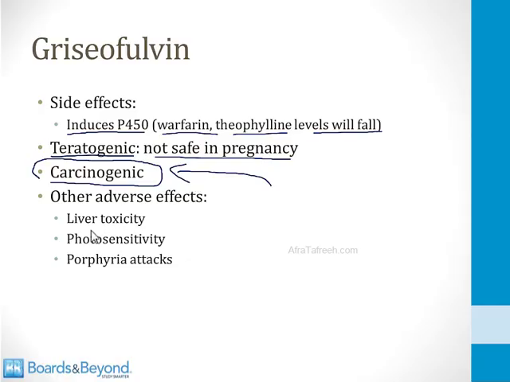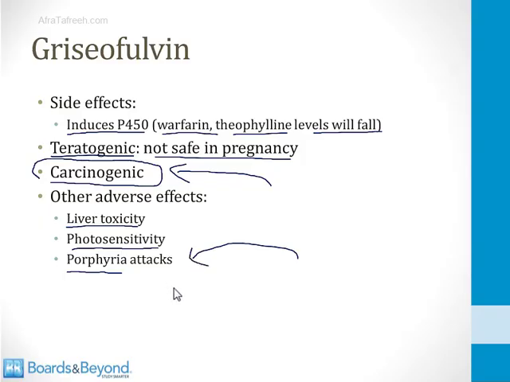Other potential adverse events, it can be liver toxic, and for this reason LFTs are usually monitored in patients taking this drug. It can cause photosensitivity, so patients on griseofulvin can find that they sunburn very easily. And then finally, the porphyrias are a rare set of disorders where patients have defects in enzymes that synthesize heme for hemoglobin, and patients with porphyrias get acute attacks of neurologic and cutaneous symptoms, and griseofulvin is one of many drugs that can trigger an acute attack in patients with these rare porphyria disorders.